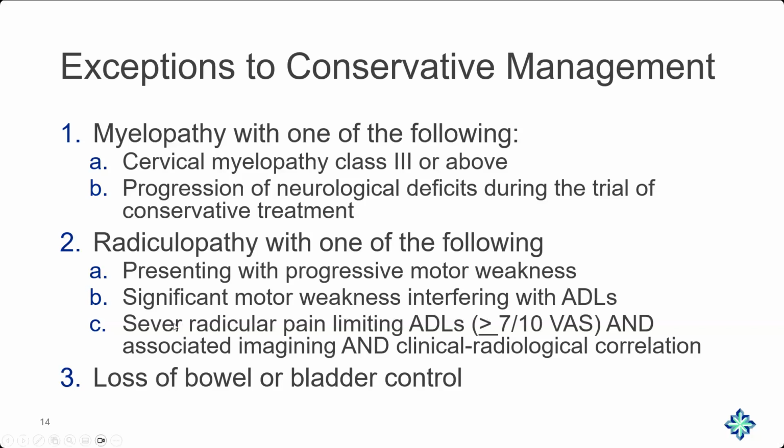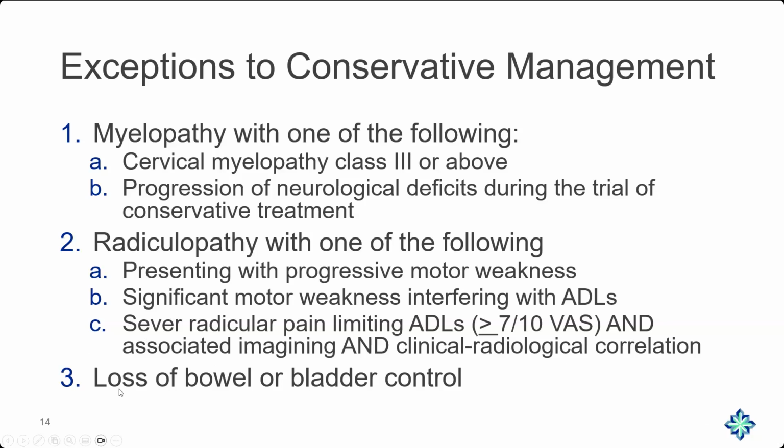It looks like I dropped an E there. Should be severe radicular pain limiting ADLs. And we want to see that you have done a visual analog pain scale, and it's greater than 7 out of 10. And then we have another and, associated imaging to help support that, and clinical radiological correlation. So make sure if we're looking under here, we have all of these ands included.